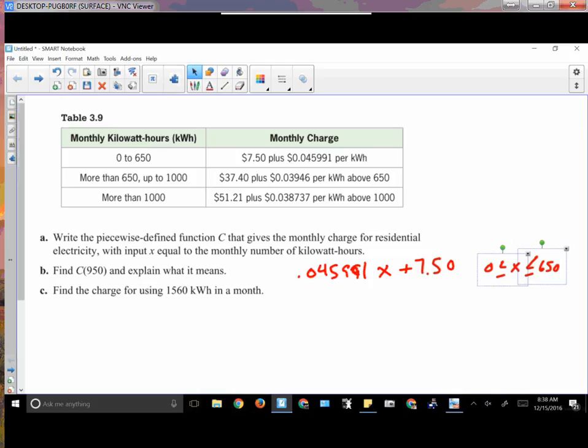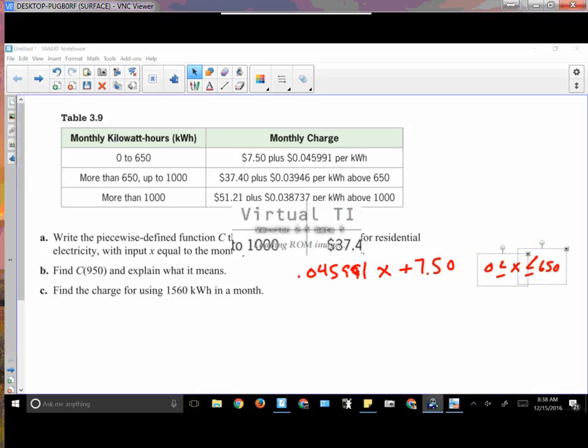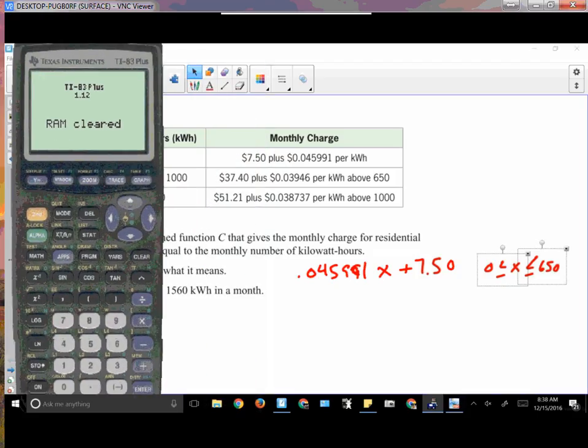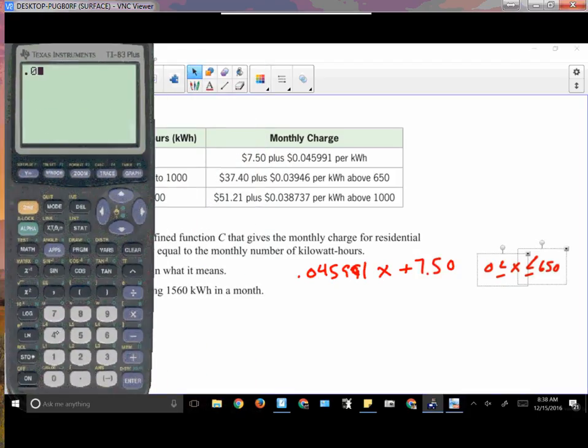Now, one of the things that I want you to keep in mind here, where'd that 37.40 come from? If I were to do something like this, calculator real quick, and I were to take 0.045991, multiply it by 650, and then add $7.50, what do I end up with? Do I end up with approximately $37.40?